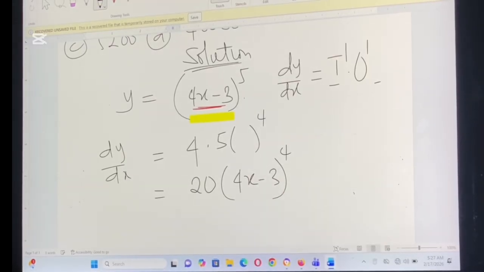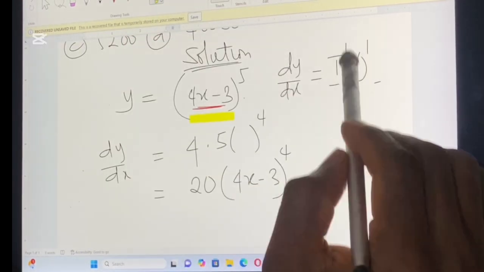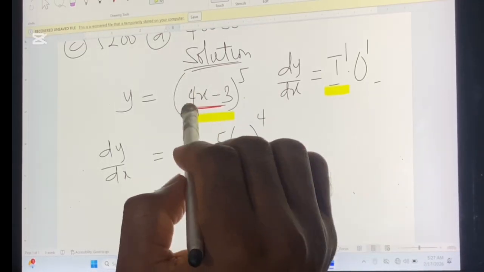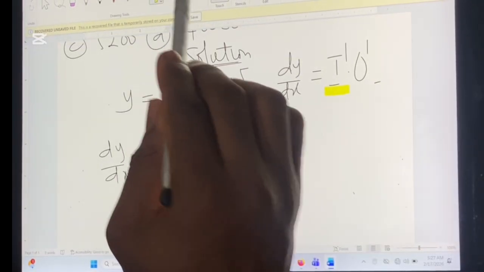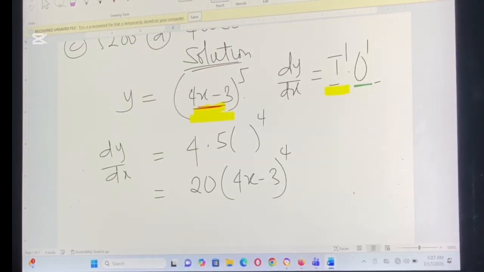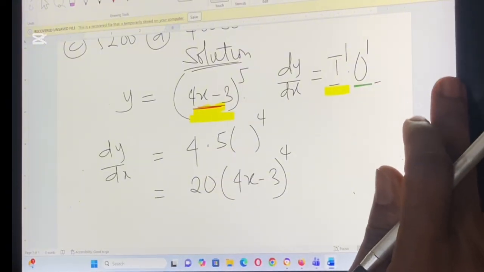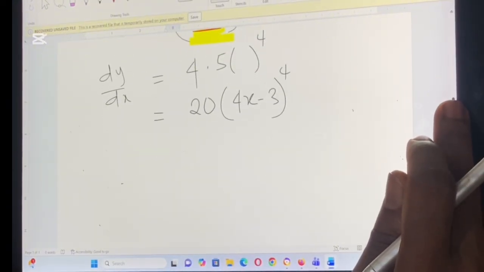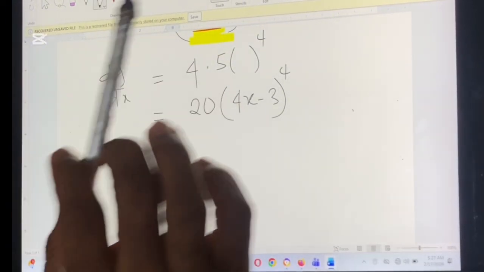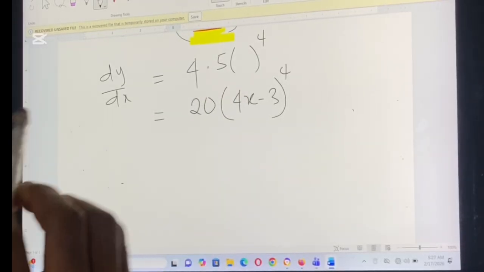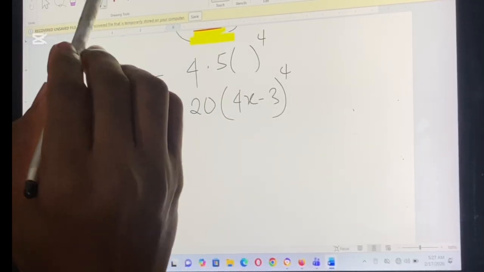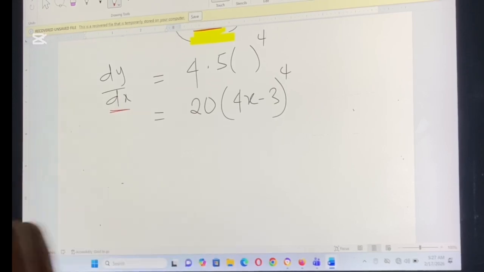Please take note, I use this format here. Inner derivative means differentiate what is inside. Outer derivative means differentiate what is outside. You get this, okay? Now, this is the first derivative. We are not asked to find the first derivative. We are asked to find the second derivative. So the second derivative, I have to differentiate from this first derivative.